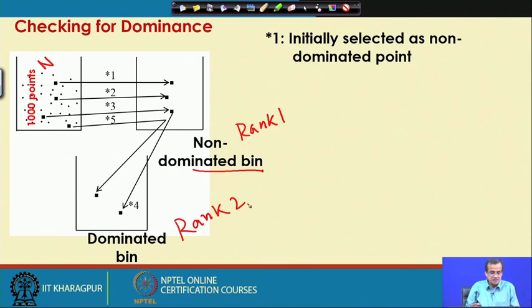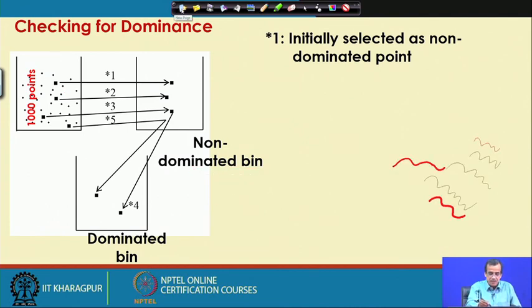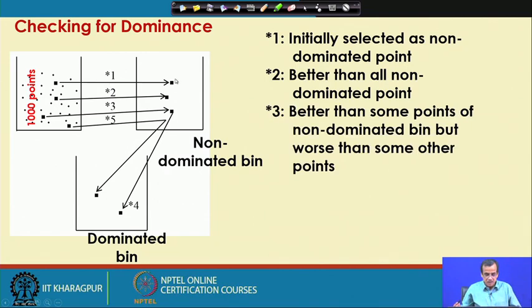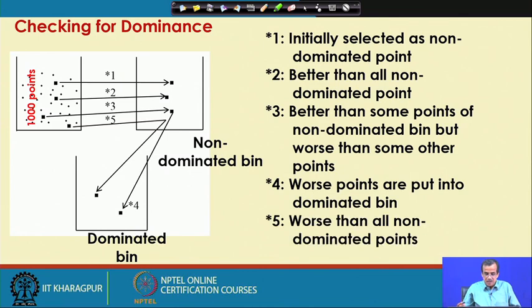Now, what you will have to do is, initially we select any point out of these 1000 at random, and what we do is we just put this particular solution in the non-dominated bin. Supposing that this particular solution, that is solution 1, is put in the non-dominated bin. Now, this is directly selected here for this non-dominated bin and it is put there.